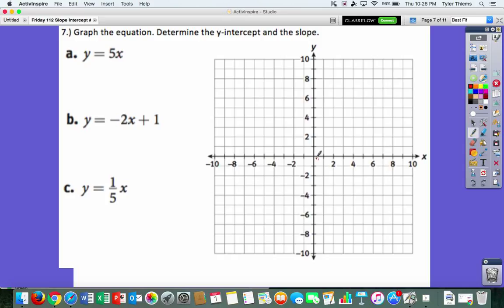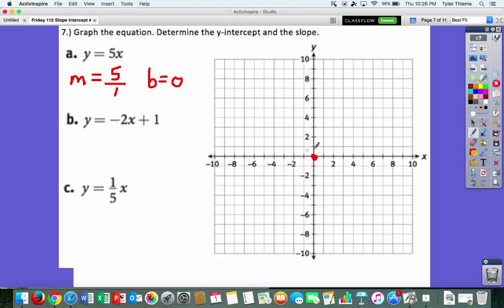If there's no b, then we know that means our origin is our y-intercept because it's just plus 0. Plus 0 means it goes through the origin, it goes through (0, 0). Our slope, m, would be equal to 5, which in this case, rise over run, is 5 over 1. And our b would be equal to 0 here.